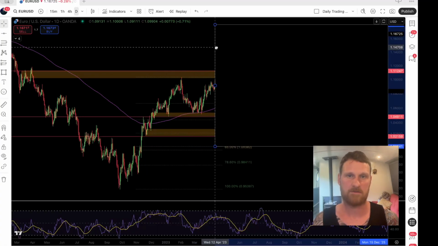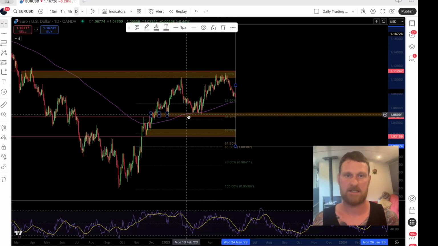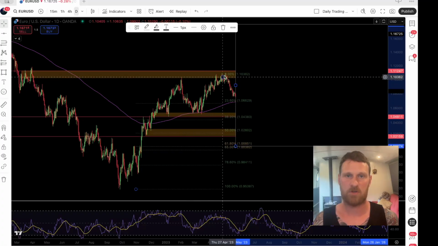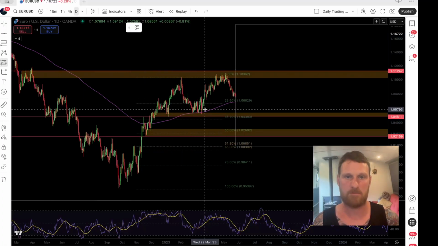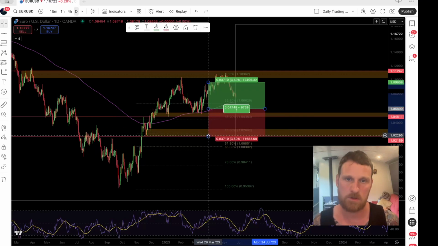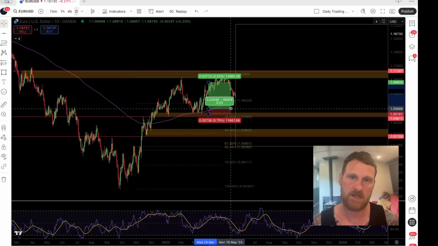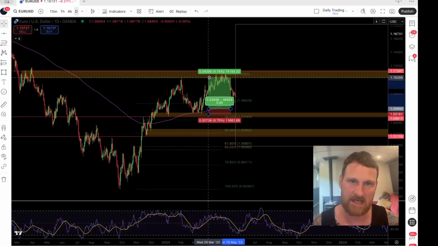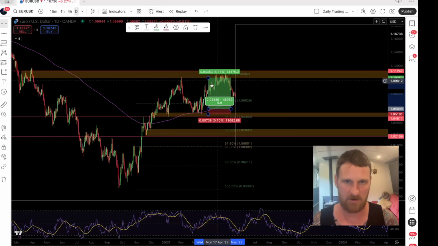Price comes back, tests that area precisely 3 times, finds support and continues onwards. Now if you wait patiently for that trade setup, you wait for the swing below, and you've got a pretty decent trade there, straight back into that high volume node resistance. Let's say you buy the bottom for a 5.9 RR.